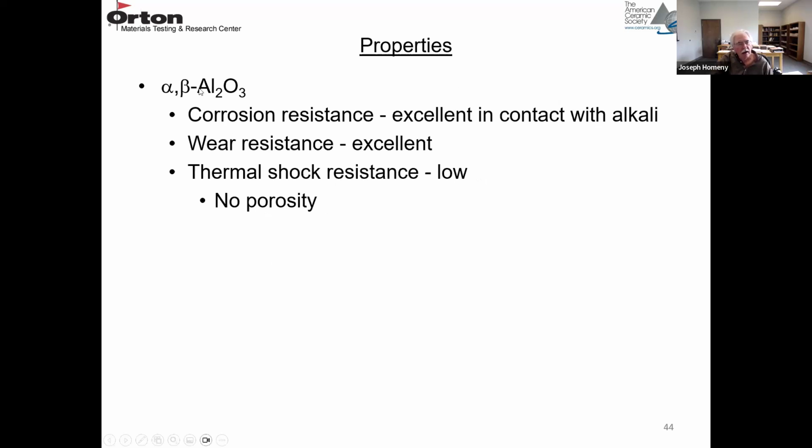The combination of alpha and beta alumina has good corrosion resistance. Again, there has to be an alkali present because of the beta alumina. Wear resistance is excellent, and then again, thermal shock is very poor.